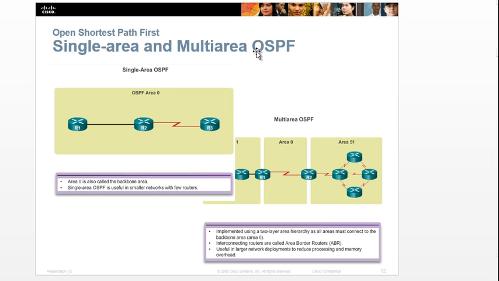Here we've got single area showing that area 0 is called the backbone. Single area OSPF is useful in smaller networks with few routers. Down here we're going to look at multi-area OSPF. And this is a 2-layer hierarchy where all areas must connect to the backbone area. So we have area 51, they called it, connected to area 0, our backbone.